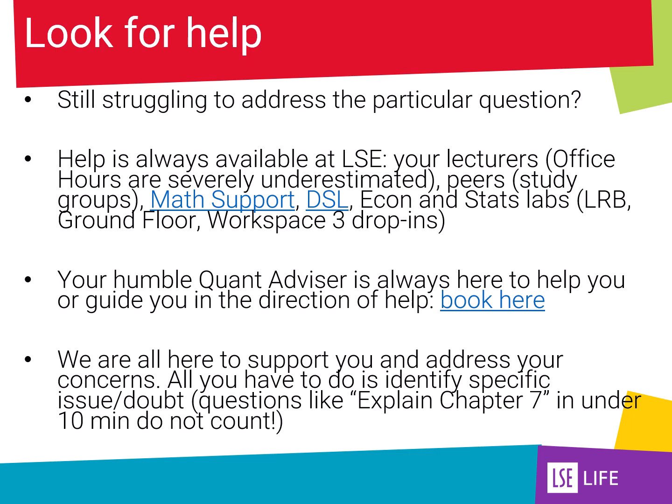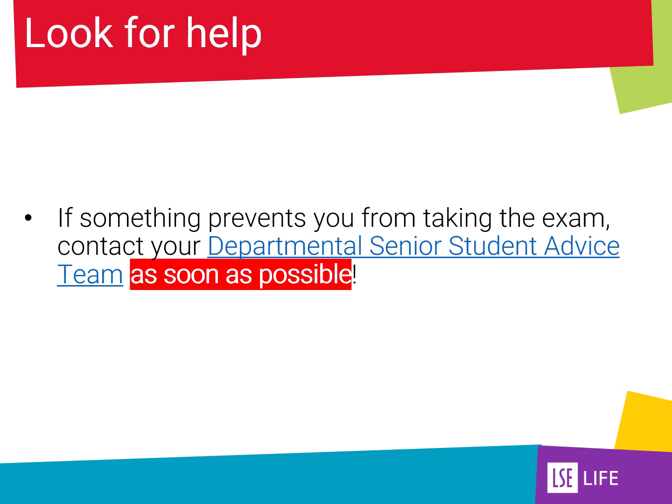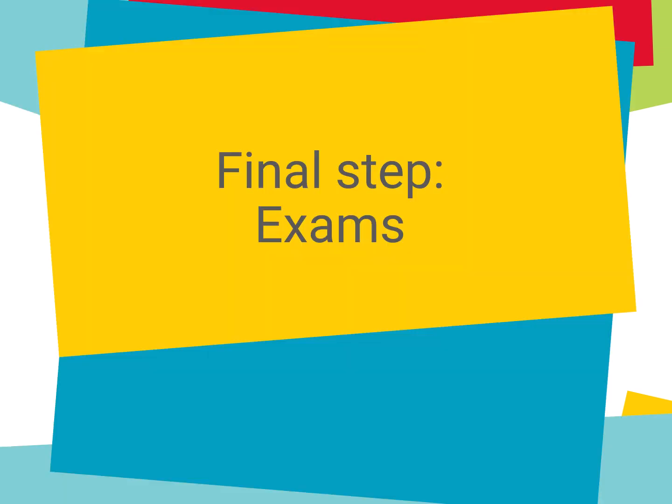It's important that you understand what question you need to ask. For example, a general question like "explain chapter 7" would not be a good one, but in case you need my help to formulate a specific question, also make sure you see me in quantitative study advice. If something prevents you from taking the exam, please contact your departmental senior student advice team as soon as possible. They will help you figure out what to do, but just make sure that you let them know as soon as possible. Some final exam tips from me.